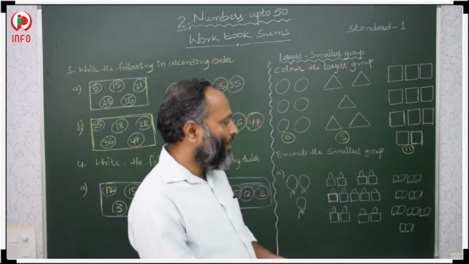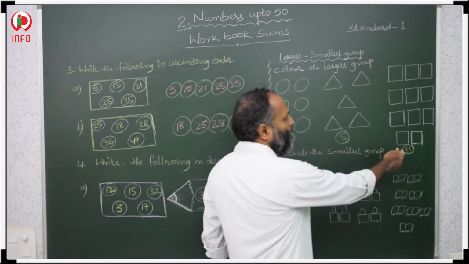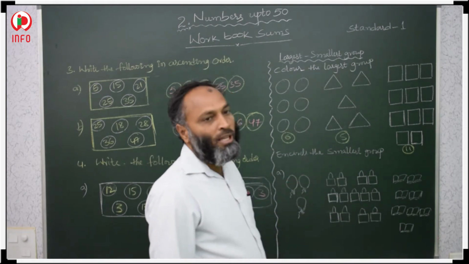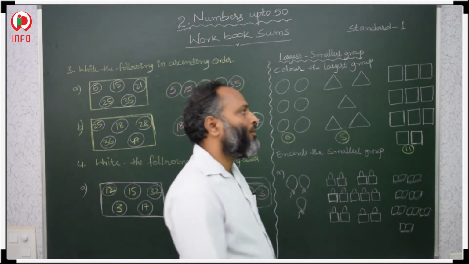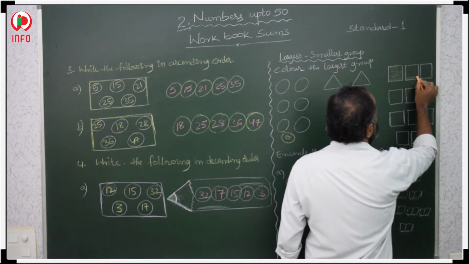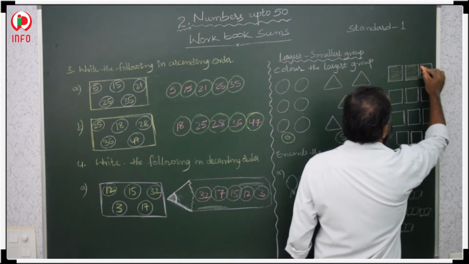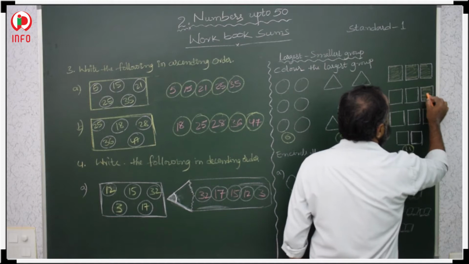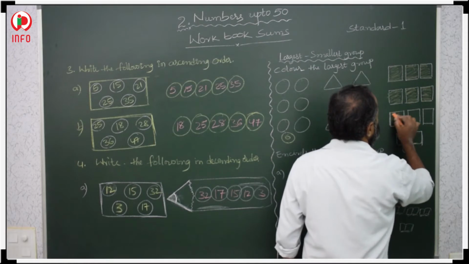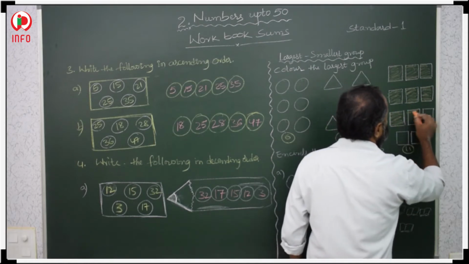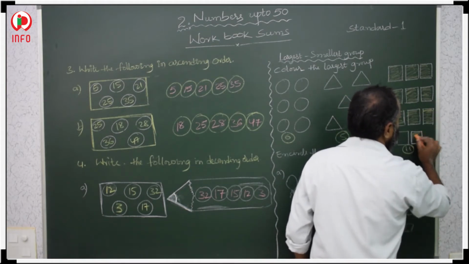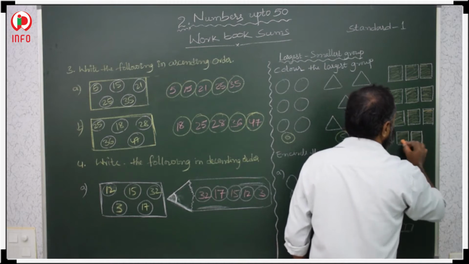Here we are going to color the squares. Why? Because squares are more than 6 and 5, more than all the groups. So we have to color the squares. Like this we have to color all squares. 11 squares are there, so we have to color all 11 squares. We have to color all square pictures.